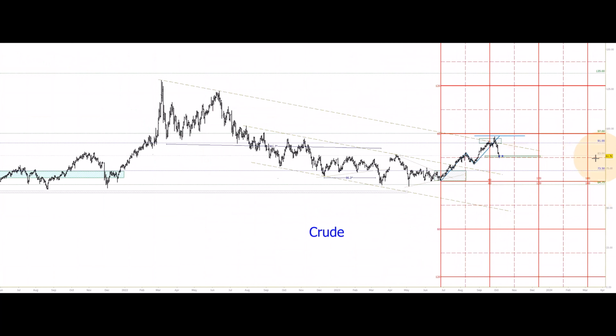So we got 81, 83, and 79 is right in there. That looks like the area for it to stop. But the other one is based on the weekly, so we don't have to get down there. Daily might be able to hold it here. It all depends on strength. So we'll see how that goes.